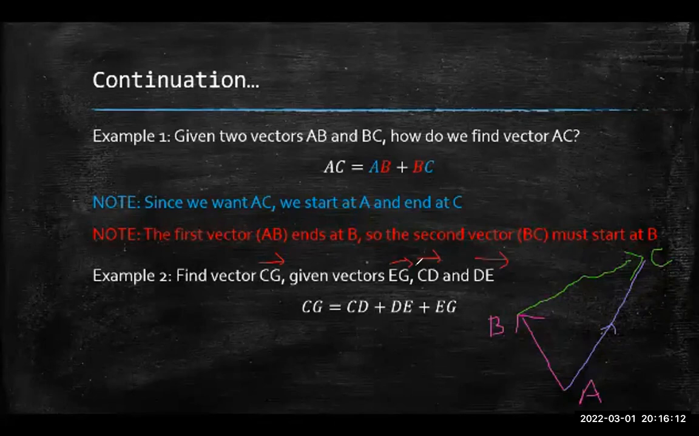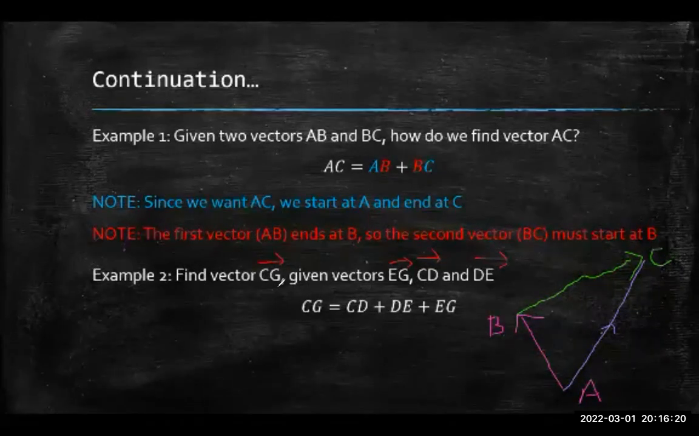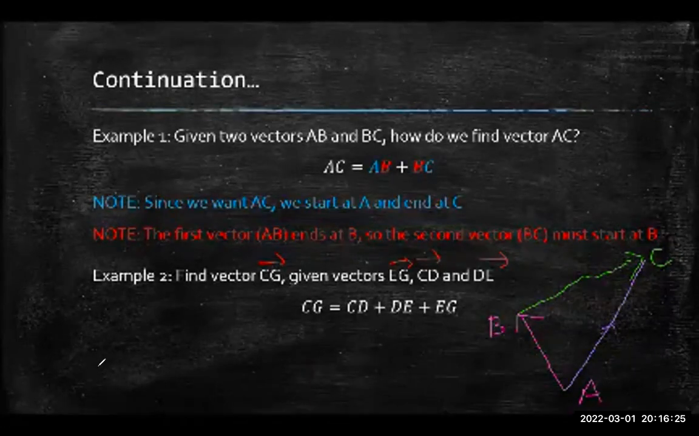So you have to rearrange these vectors right here to get it in a suitable form. So CG, how exactly am I going to get CG?